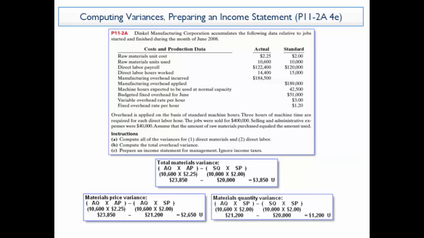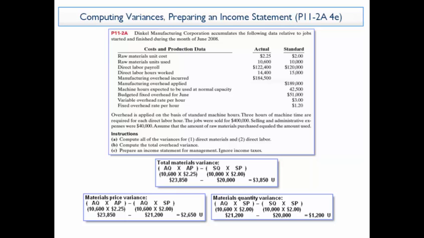Now let's take a look at materials quantity variance. How we compute a materials quantity variance, we take the difference between the actual quantity at standard prices versus the standard quantity at standard prices. So the actual quantity was 10,600 units and the standard price is $2. The standard quantity is 10,000. So when we do the multiplication you see that actual quantity times standard price is $21,200, while standard quantity times standard price is $20,000, and we have $1,200 of an unfavorable variance.